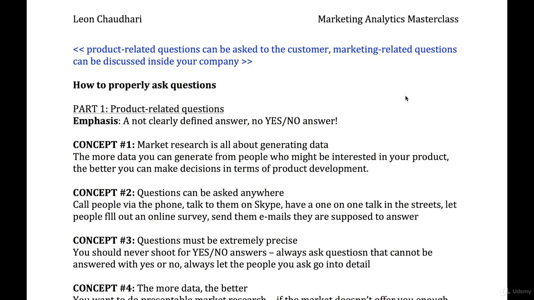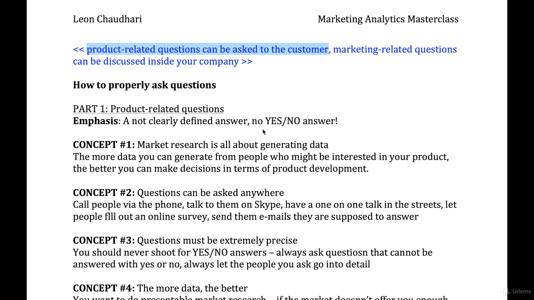The first part is the customer related questions or product related questions, and then the second part is marketing related questions. Now I put a little note up here and it says product related questions can be asked to the customer, marketing related questions can be discussed inside your company. So first of all, what we want to do is talk about this one right here. Product related questions can be asked to the customer.